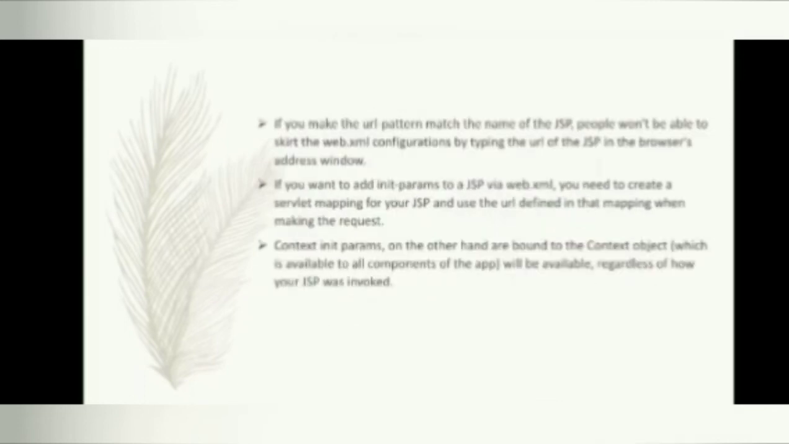If you make the URL pattern match the name of the JSP, people won't be able to skirt the web.xml configuration by typing the URL of the JSP in the browser's address window. If you want to add init parameters to a JSP via web.xml, you need to create a servlet mapping for your JSP and use the URL defined in that mapping when making the request. Context init parameters, on the other hand, are bound to the context object, which is available to all components of the app, and will be available regardless of how your JSP was invoked.